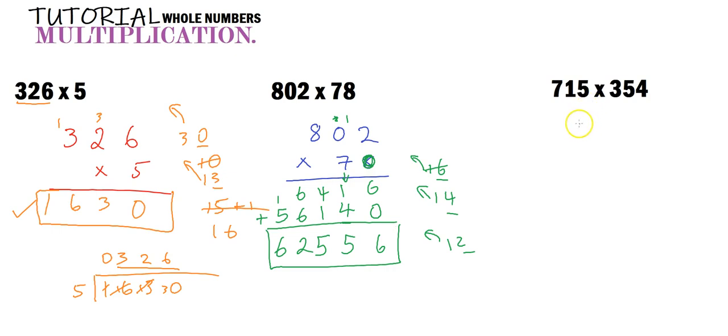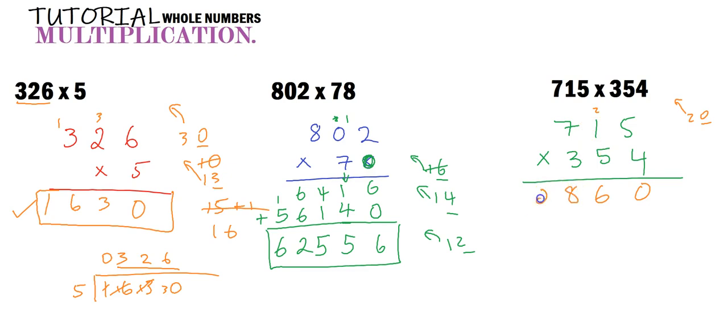The last one over here, same process, nothing changes, except you will have an extra row to calculate. So let's go 7, 1, 5 times 3, 5, 4. Okay, let's just go through a row at a time. So it's going to be 4 times 5, that's 20, right? The 0 goes here, the 2 gets carried over to the next place value. 4 times 1, that's 4, plus 2 is 6. 4 times 7 is 28. Okay, so that makes it nice and easy.